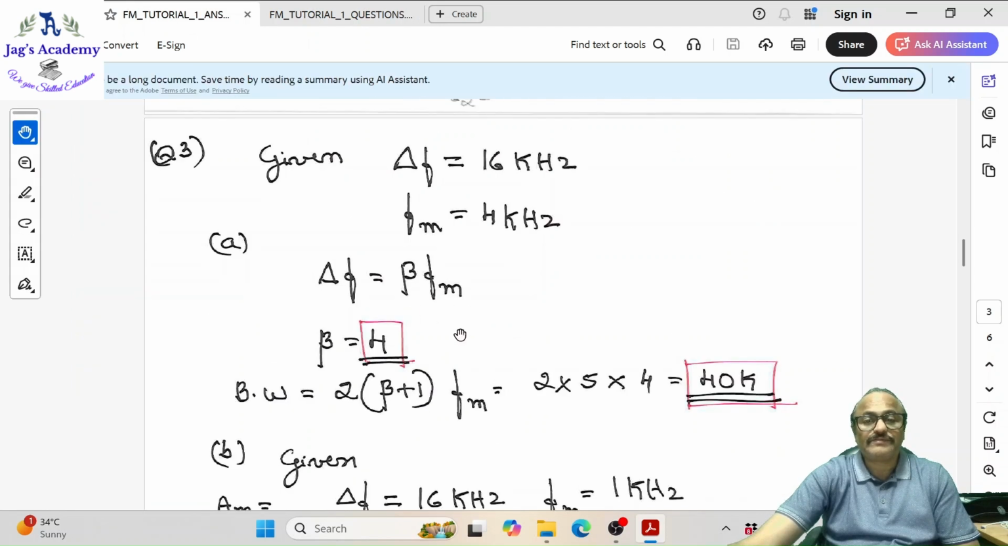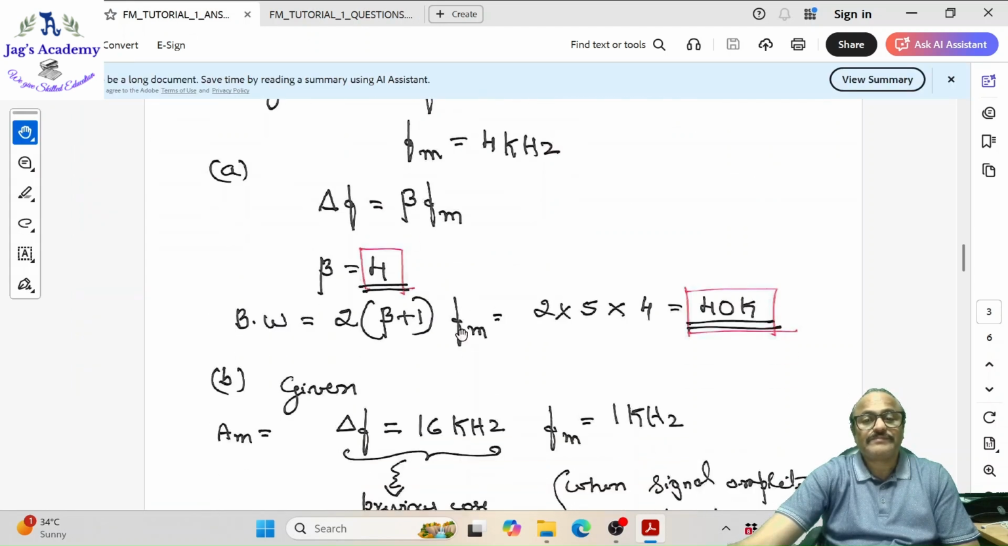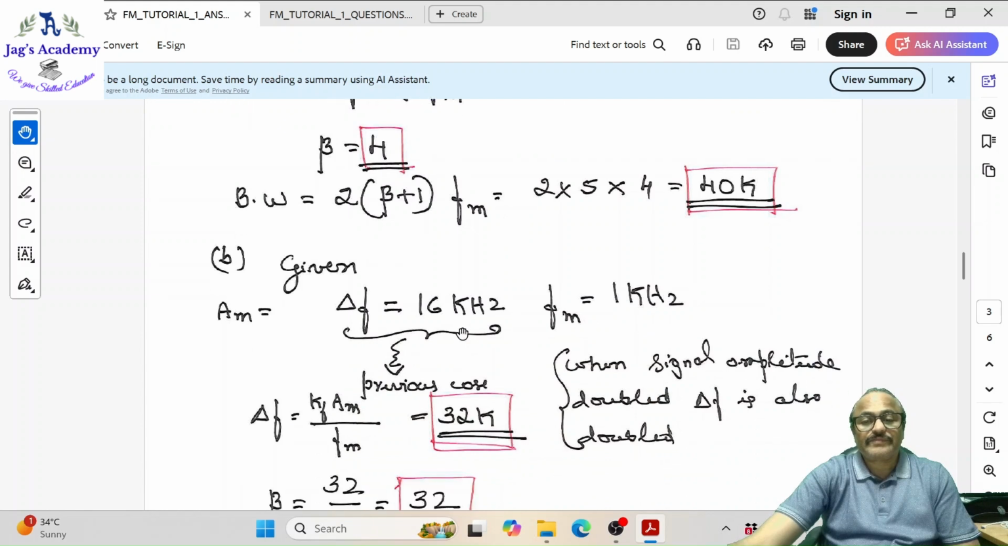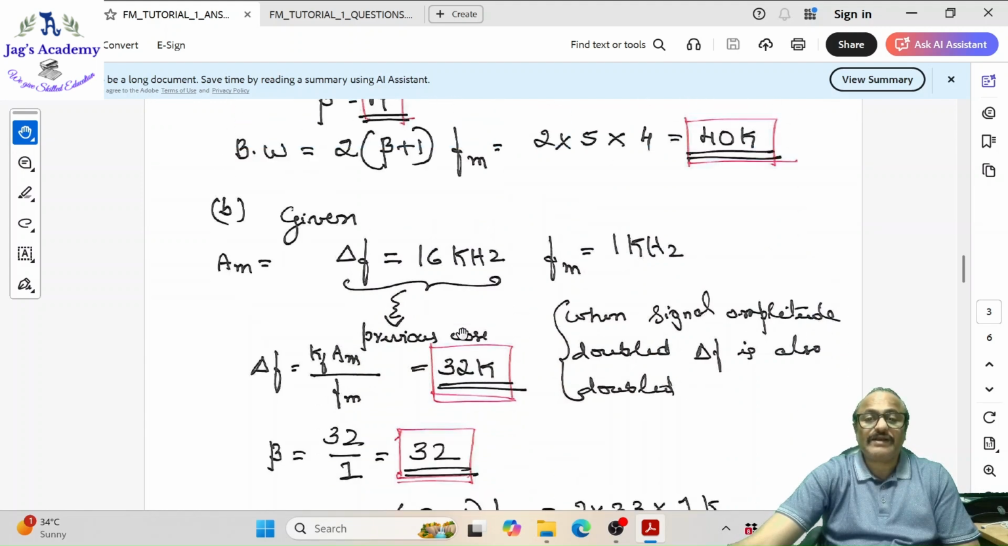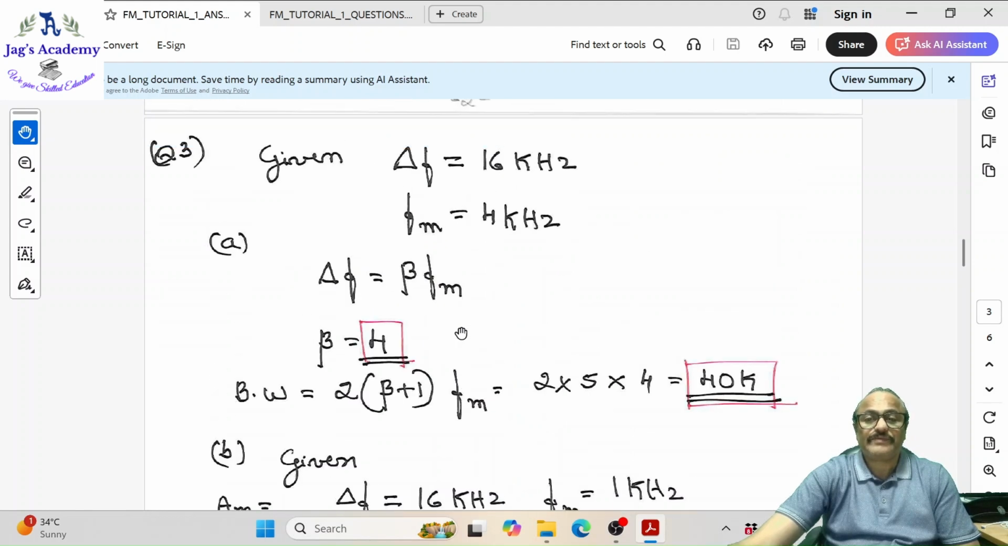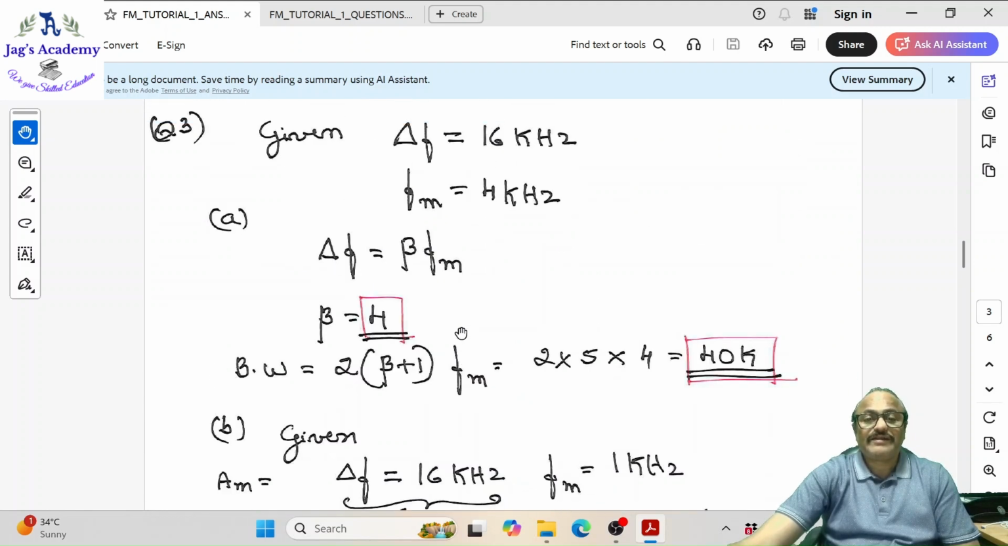This is the solution. So this is the explanation for this particular question. It is straightforward, direct substitution, you can do it. Don't forget the basic formulas, the relation between beta, delta F and bandwidth, and the general equation of FM. Don't forget all those things and try to do your question.